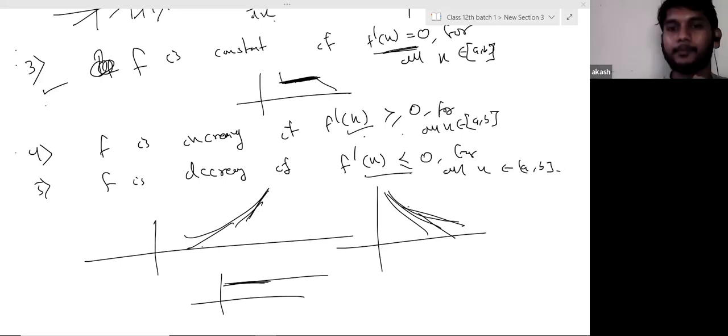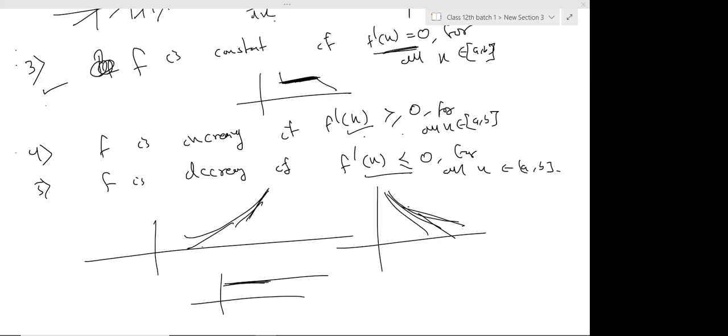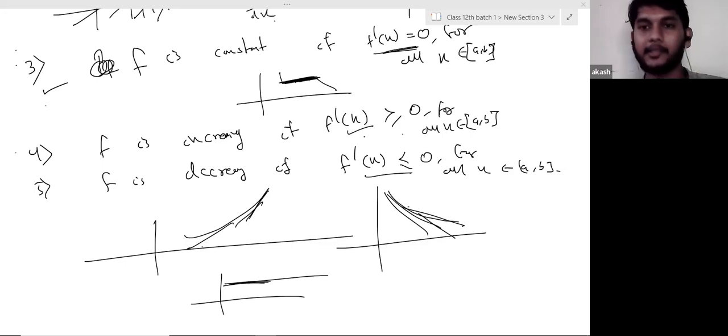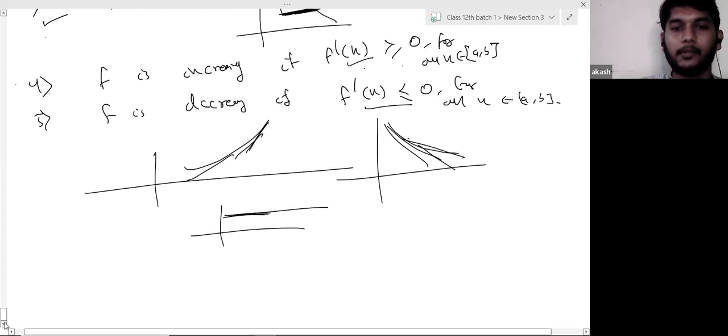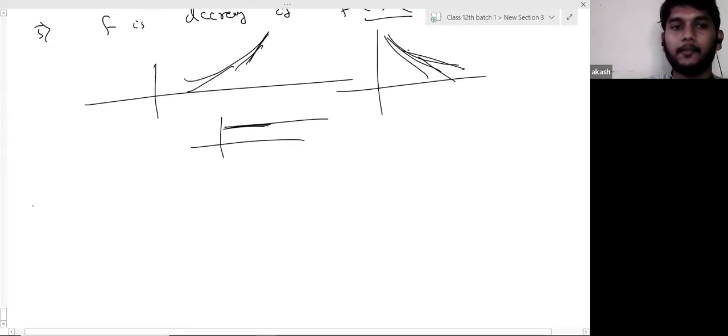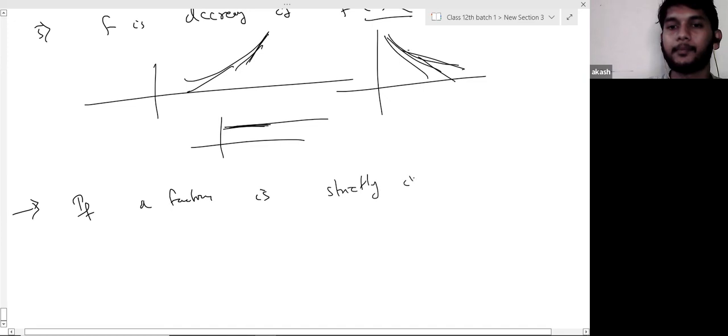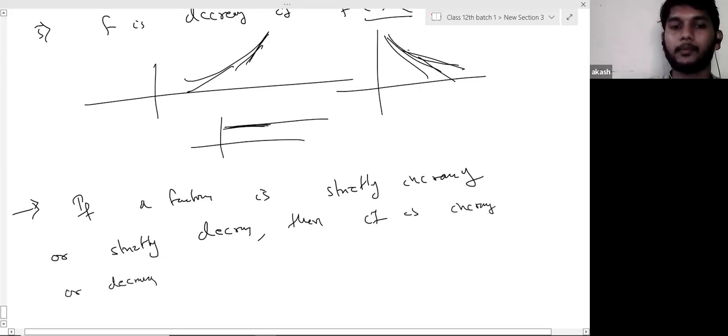Done, everyone? Done, sir. All right. So this is all about increasing and decreasing functions. There is one note also on this: if a function is strictly increasing or strictly decreasing, then it is increasing or decreasing also.